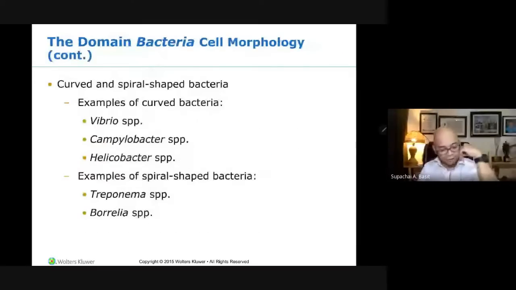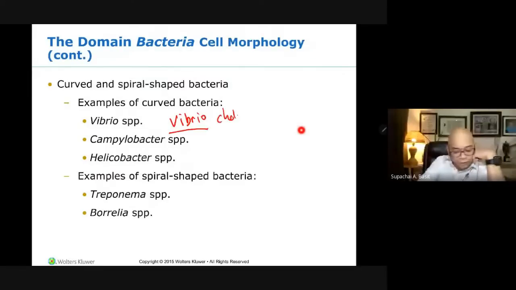Okay, so we also have the curved and the spiral-shaped bacteria. Vibrio, Campylobacter, and Helicobacter are examples of curved bacteria. Noteworthy to mention is Vibrio cholerae, which can cause cholera. Then our examples of spiral-shaped bacteria are Treponema. So Treponema pallidum, if you're familiar with this one, causes syphilis.